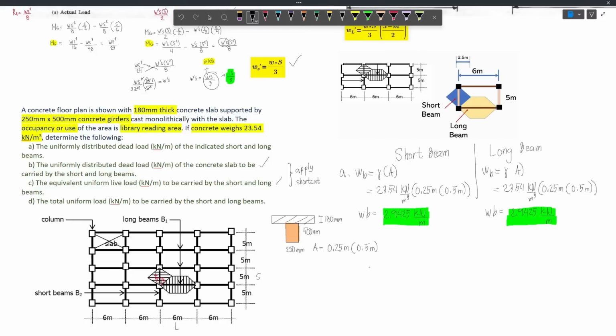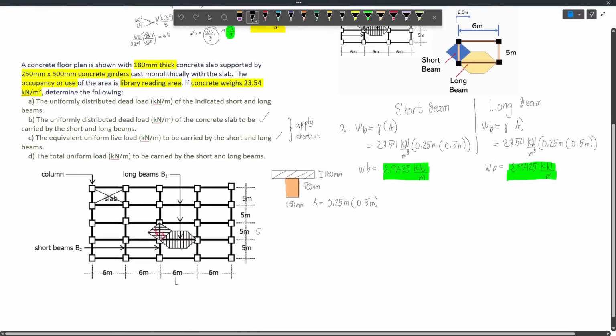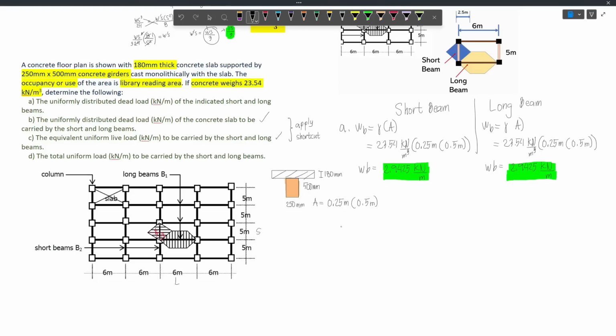And then for letter B, we have to compute the uniformly distributed dead load of the concrete slab. So yung gagawin natin dito is we will first compute for the resultant of the slab. Kasi diba yung area natin is pa-triangle. And then we will need to convert that into the equivalent load. And so for this one, I will just correct this one.